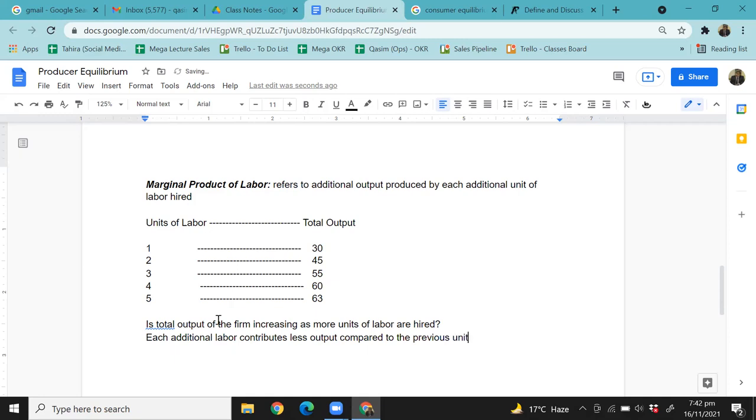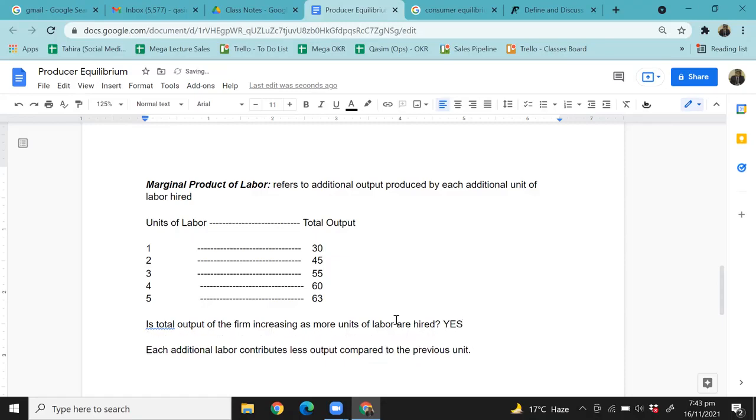Okay, now think about this, right? So the answer to the first question, we said yes. Is the total output of the firm increasing as more units of labor are hired? The answer to that was yes, right? Now, what I was telling you right now, if we have to calculate the marginal product in this case, so marginal product is the additional products, right? So think about this.